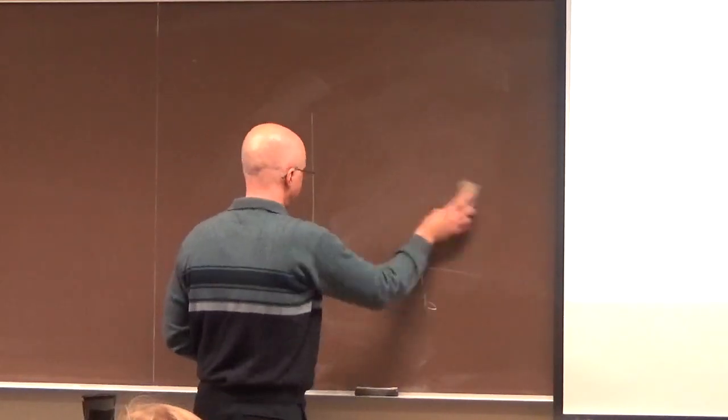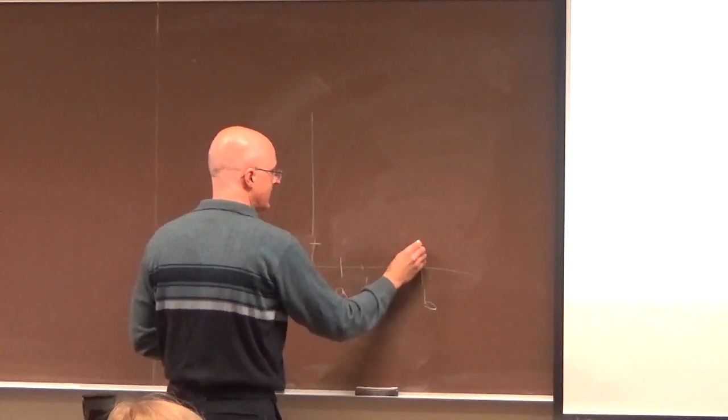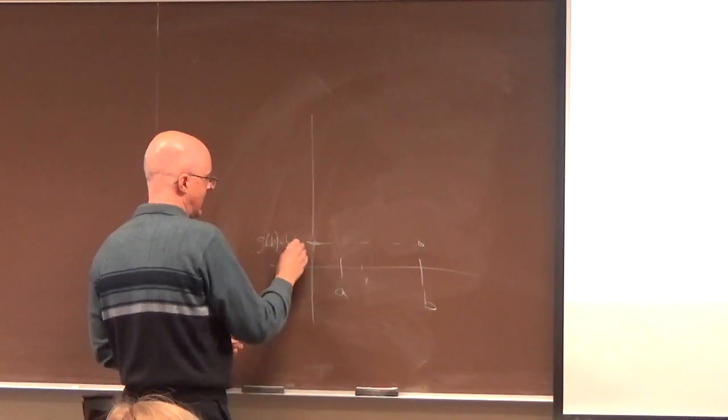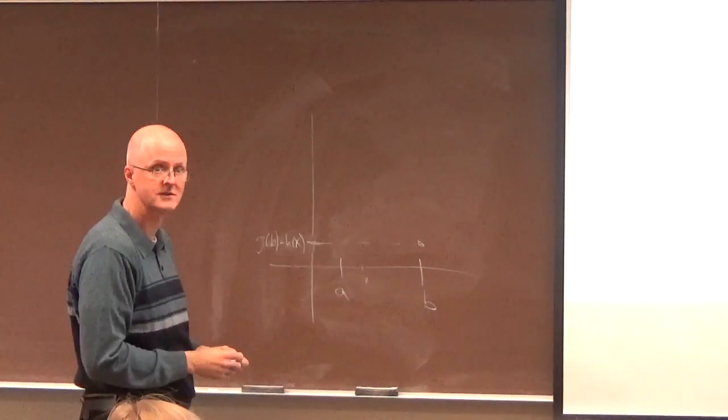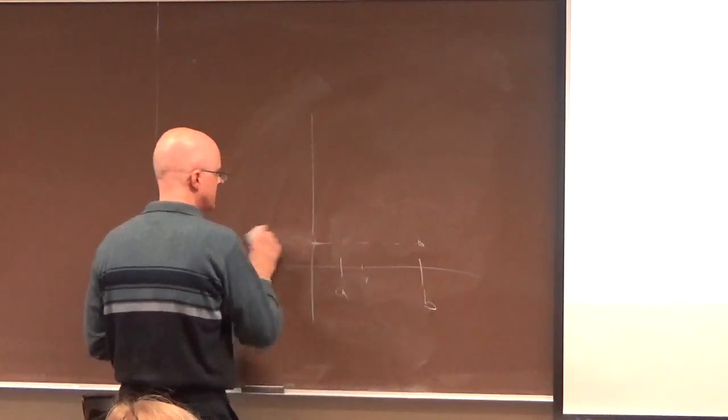On the flip side, if they end the race at the same moment at the same time, same location at the same time, and we're still assuming h is the faster horse, I should probably draw it up higher.